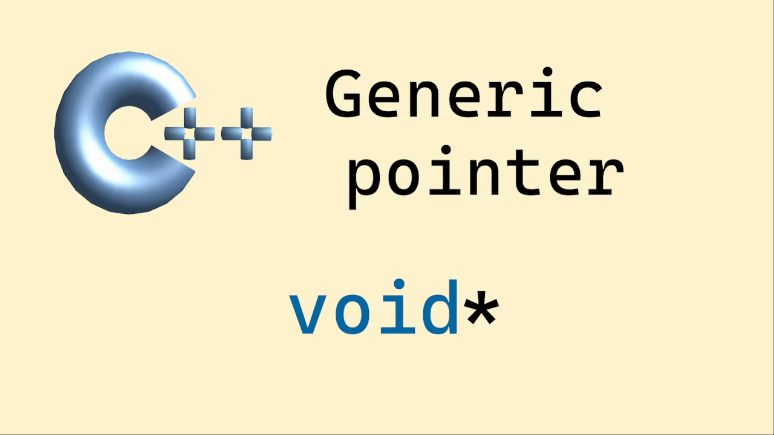Here I will talk about generic pointer, which is a pointer that can point to a variable or object of any type. This is also called as void pointer. Although you can use a generic pointer to point to a variable or object of any type, you cannot use it to access the data.